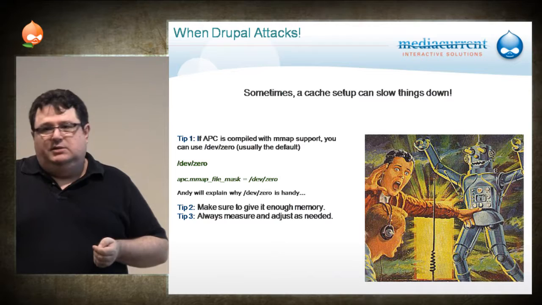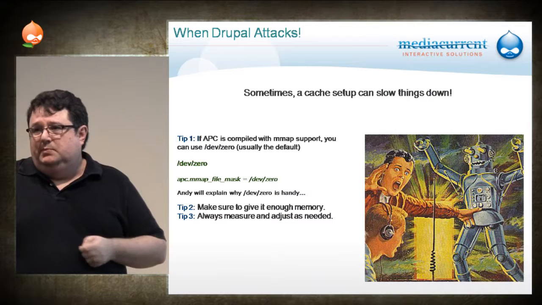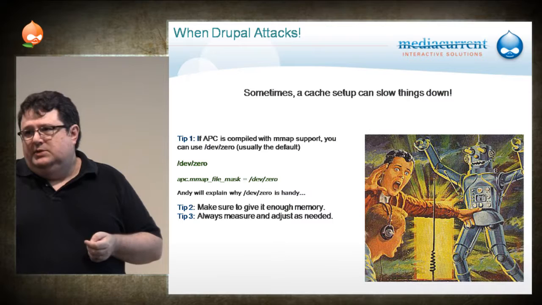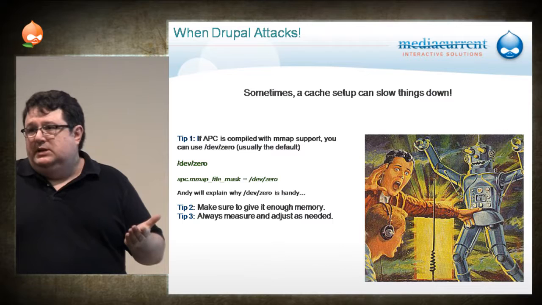The first thing a lot of people tend to do when they configure APC is set it to the file system. So as pages get written, it actually saves some of the data to the file system. The problem with that is, if the system starts to bog down, if you're running MySQL potentially on the same box, you're going to create disk contention that will slow down the write. So the wonderful feature of the setting is /dev/zero.